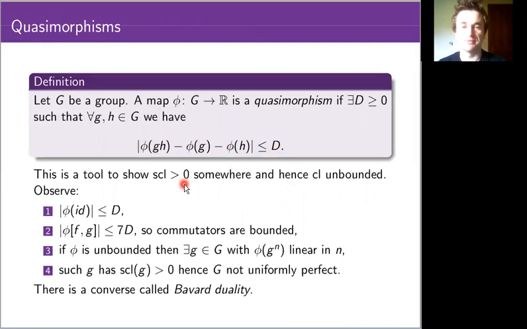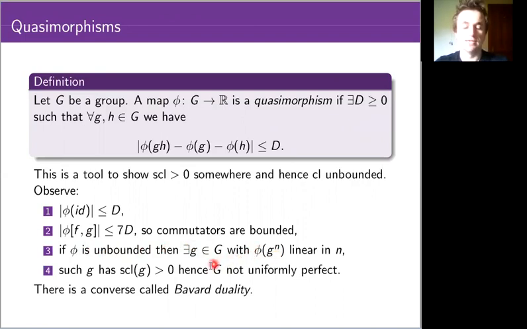Why is that true? Well, observe that phi of the identity is bounded, and phi of any commutator is also bounded. By the way, this is just an elementary exercise from the definition. Now notice that if phi is unbounded, then there must be some g such that phi of g to the n is linear in n. So you could take g such that phi of g is like 10d or something like that. And then phi of g to the n would be linear in n.